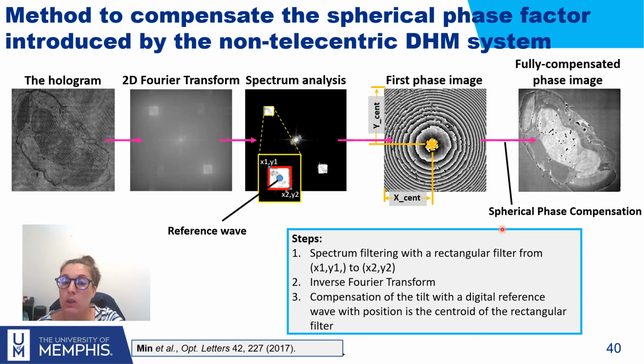So now what I can do is create a conjugated spherical phase factor to compensate this phase image and get a fully compensated phase image like this. So I just do the spherical phase compensation to have, in the end, one fully compensated phase image.